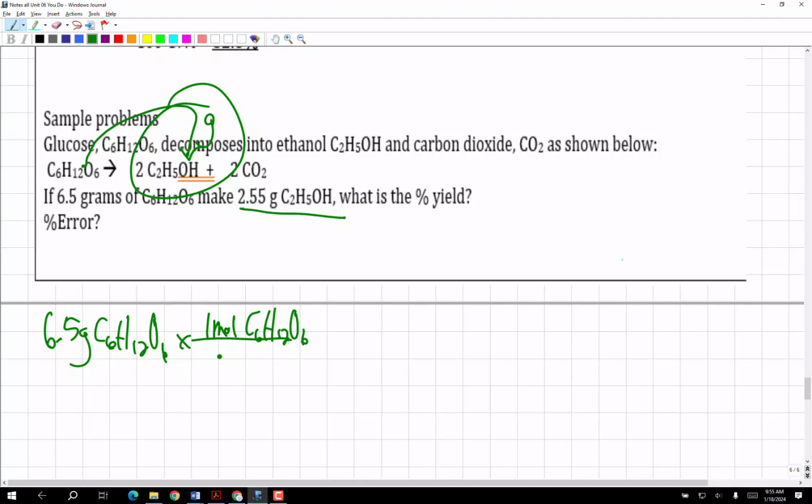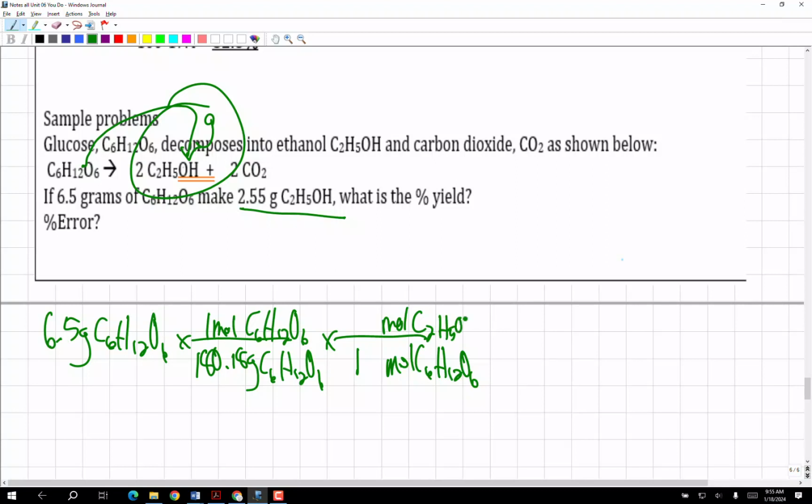That's not right. Oh, I did 6 minus. 6 times 12.01 plus 12.12 plus 6 times 16 is 180.18. So 180.18 grams of C6H12O6 times moles of C6H12O6. I'm already tired of writing it. Coefficient of 1. And I want to go into moles of C2H5OH, coefficient of 2. Moles over moles use coefficients.